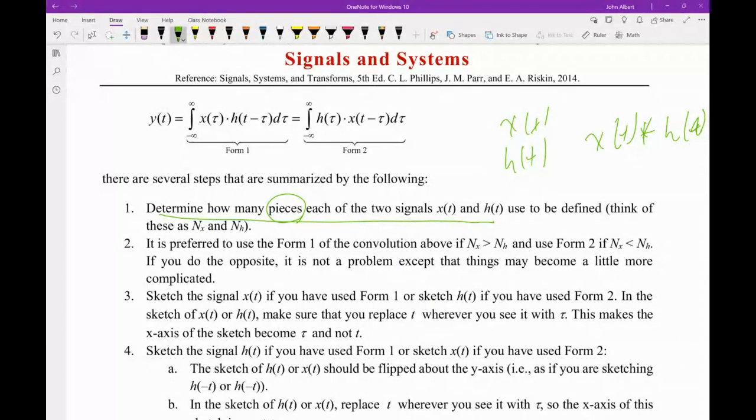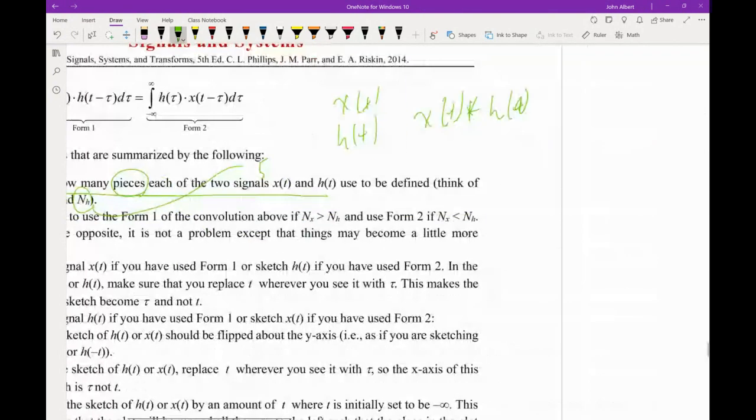Like, for example, the first 2 examples that I gave you, those are single pieces. Each function has a single piece. For the second one, I had 3 pieces. Let me just think of those as nx and nh. So, for example, let's say the signal x has 3 pieces, while the signal h has more pieces. Just for the sake of argument, let's say nx equal to 3 and nh equal to 7.